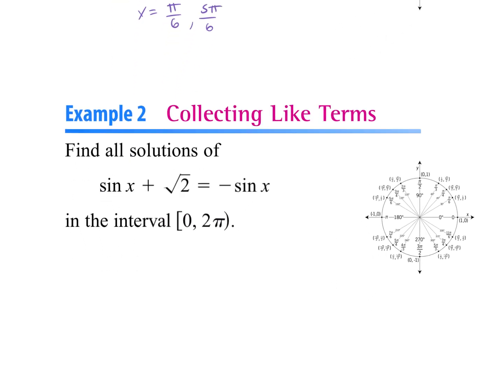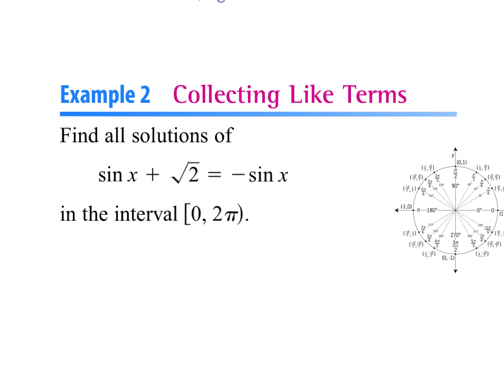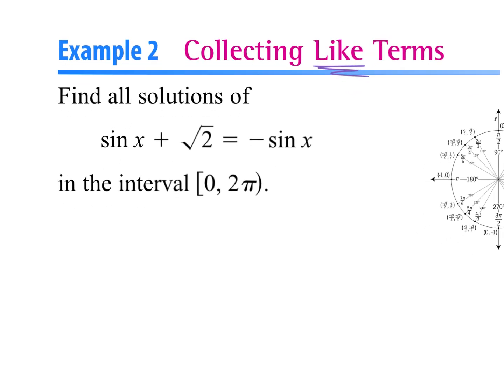All right. Sometimes we may have 2 trig functions. We want to collect like terms, so we want to combine them to be one. What would you do first here? I can add the sine to the other side. So move that to the other side. So that gives me, what's sine plus sine? 2 sine. So 2 sine of x plus square root 2 is equal to 0.